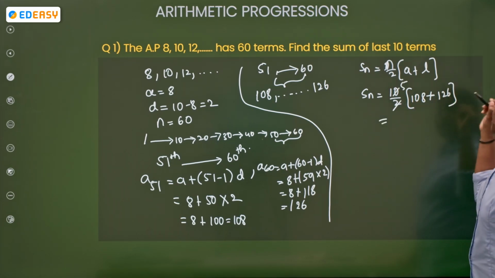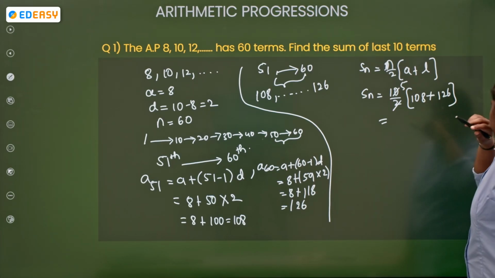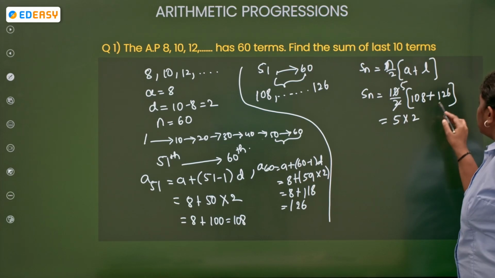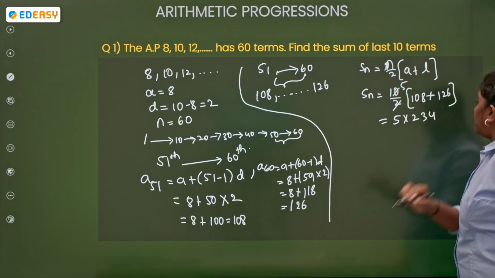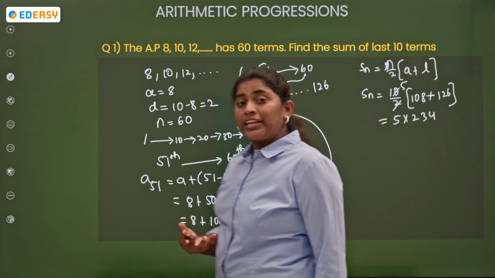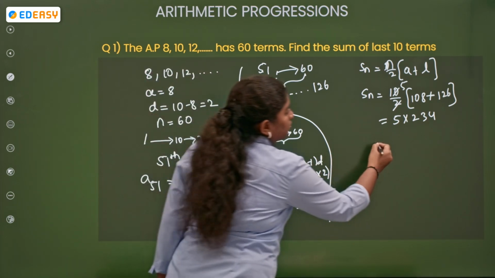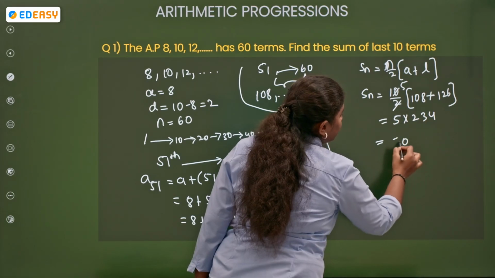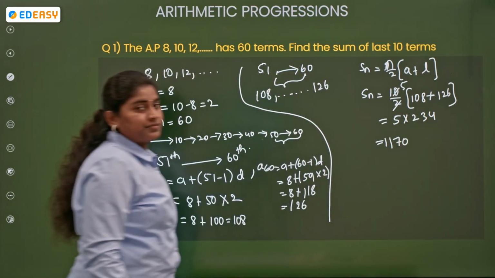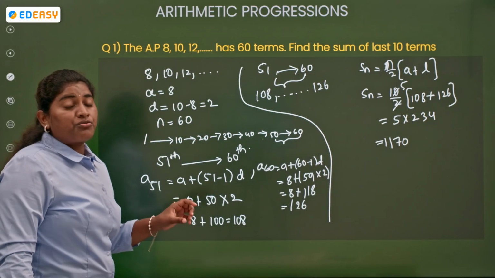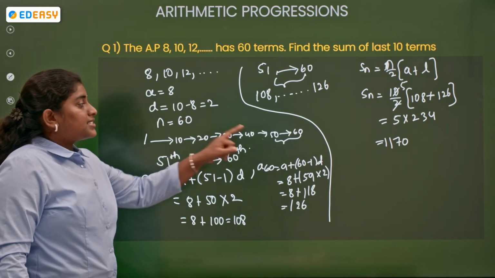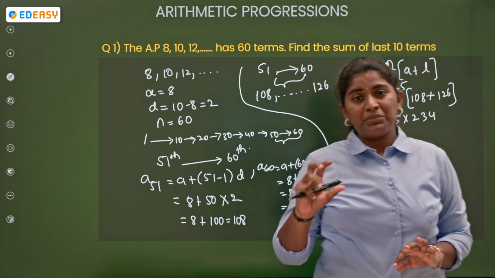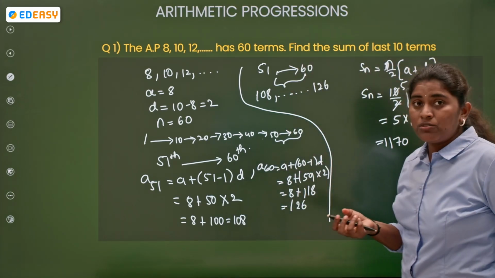Now 108 plus 126, how much? Do it. So here it will become 5 into 234. Right. Now just multiply that, and you will get the required value. 5 fours are 20, 0 here and 2 is the carry, and 5 threes are 15 plus 2, 17, and 11. So we got the sum of these terms as 1170.